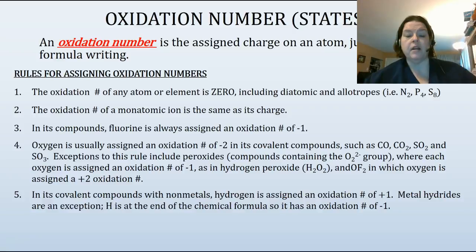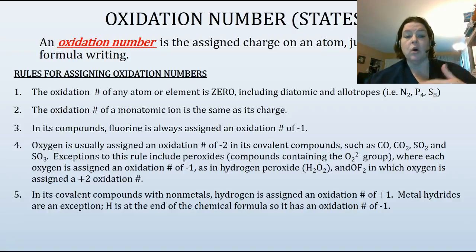Okay, 5. In its covalent compounds with nonmetals, hydrogen is assigned a +1. But in metal hydrides, for example, if I had sodium hydride, it would be a -1 in that case, because it's the end of the chemical formula that's an ionic compound. So it is the anion and not the cation. But if we're talking about an acid, it's a +1. If it's in the front, like water, H2O, then it's a +1. So if H is in the front, it's going to be a +1. If H is in the back, it's going to be a -1 for the most part.